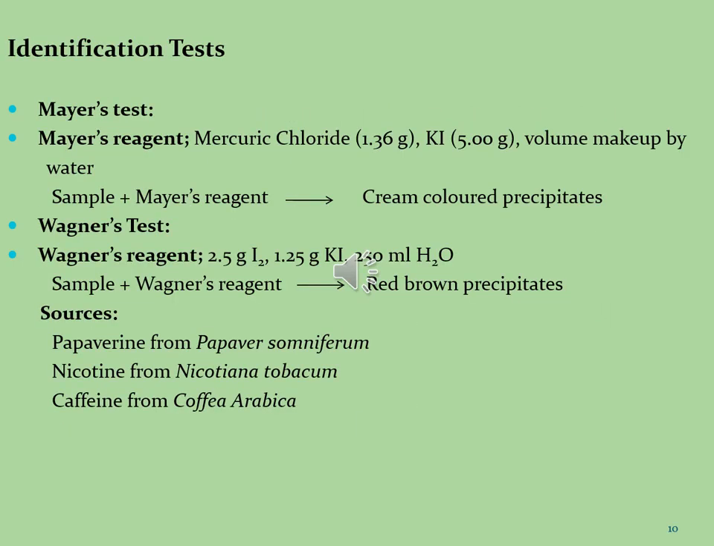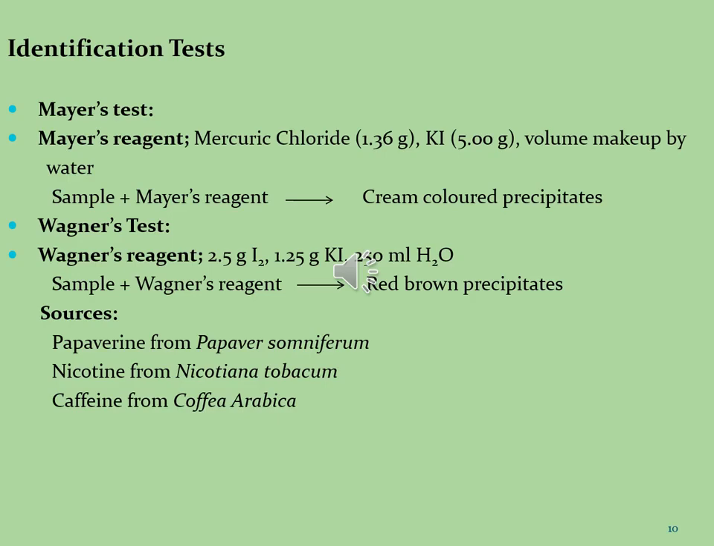You can see here the identification tests of the alkaloid molecules. These tests are performed by using different reagents, and 2 tests are performed for the identification of alkaloid molecules. The first is Mayer's test. Mayer's reagent is prepared using mercuric chloride, taken as 1.36 gram, and potassium iodide, taken as 5 gram, and both are dissolved in water and the volume made up to 100 ml. Now the sample is dissolved in a few drops of Mayer's reagent, and we observe creamy colored precipitates, which indicate the presence of alkaloid molecules. The second test is Wagner's test.